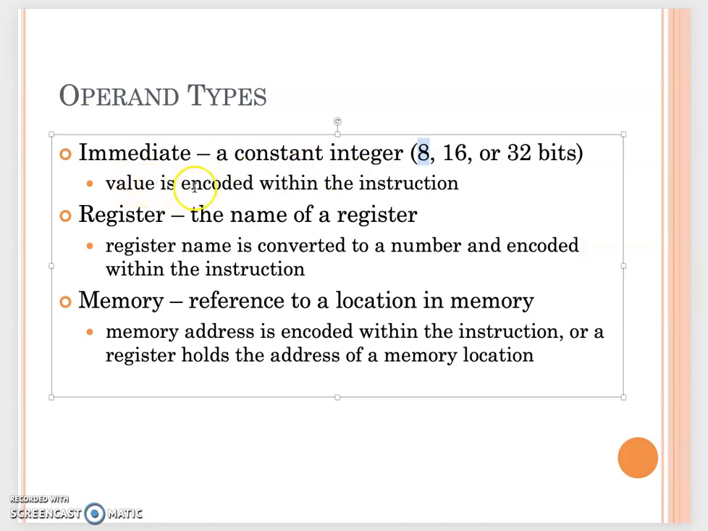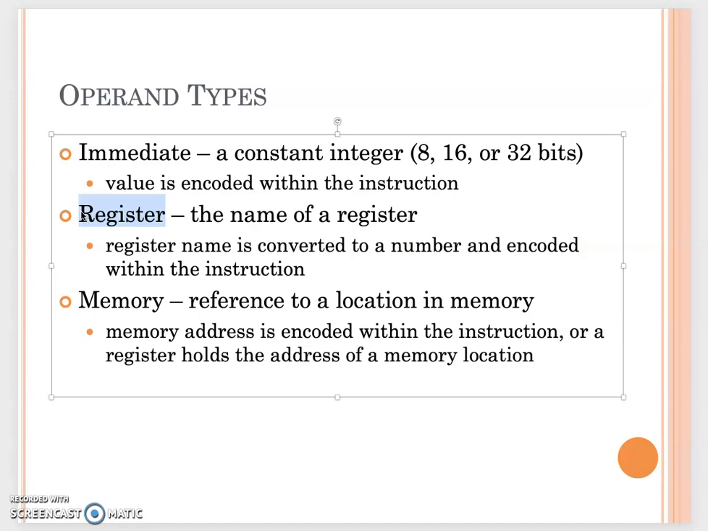The value is encoded within the instruction, so we don't need specific memory for it. That's an immediate value, and it can be an operand. Then, to work with the instruction, we can use a register. When using a register, you can just use the name of the register to access it. The register name is converted to a number and encoded within the instruction. So what does that mean?